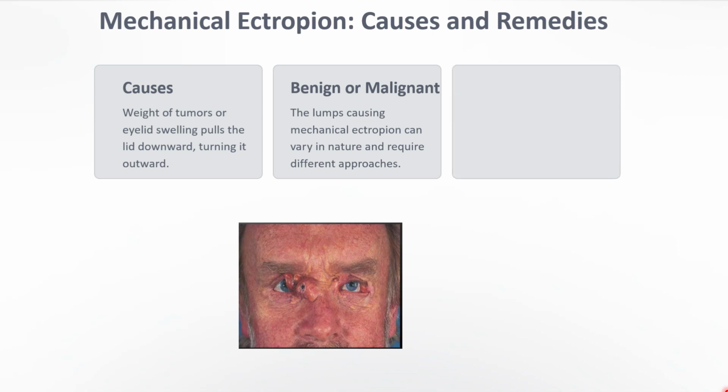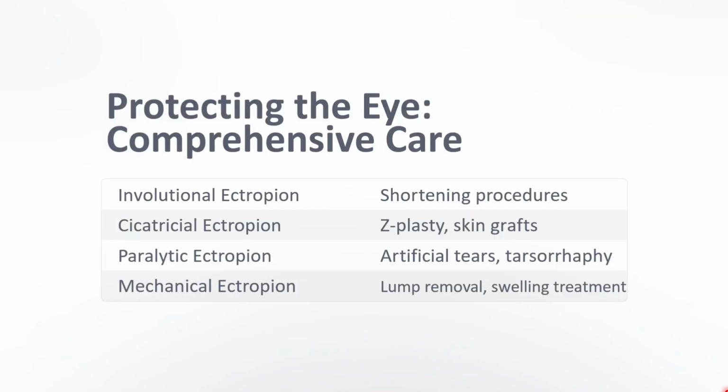Now, come to the part of the treatment of mechanical ectropion. The solution is usually straightforward. We either remove the lump on the eyelid or treat the specific causes of swelling. By doing this, we can fix the issue and bring the eyelid back to its normal position.